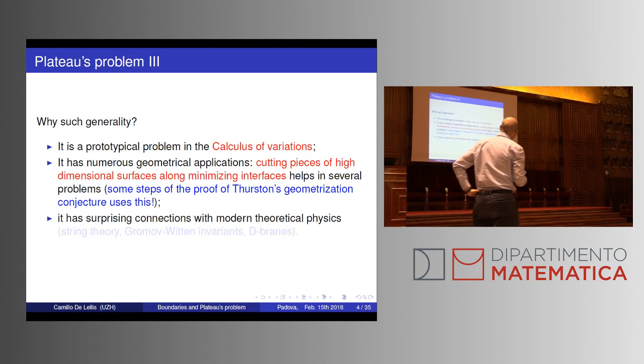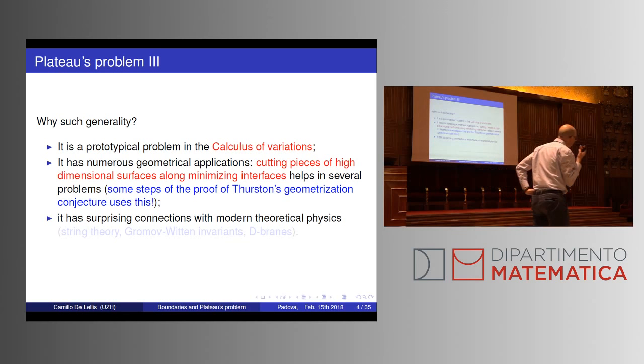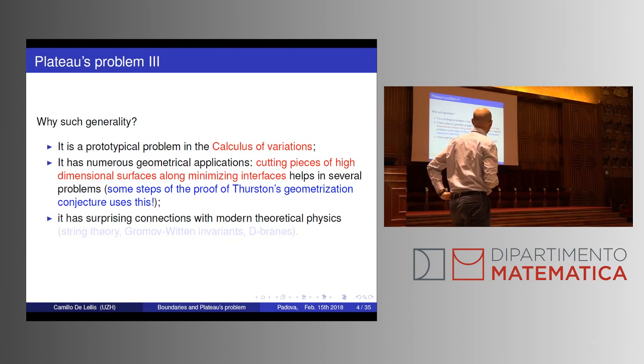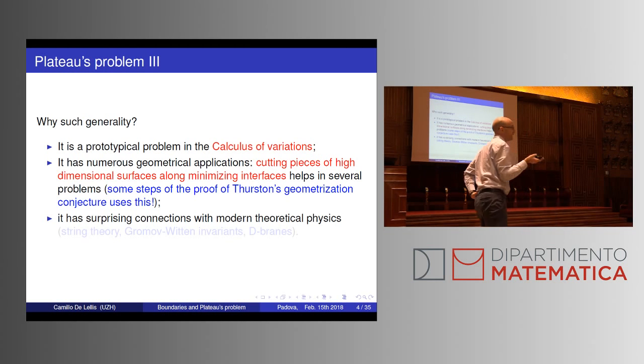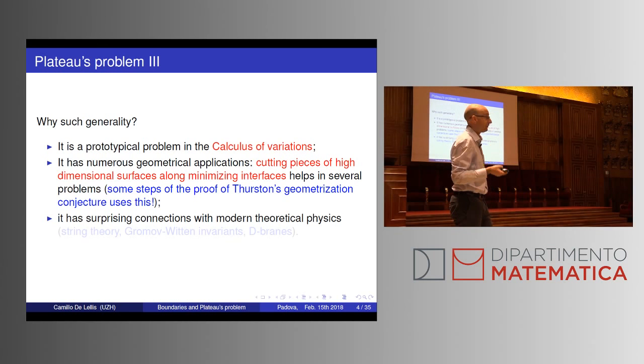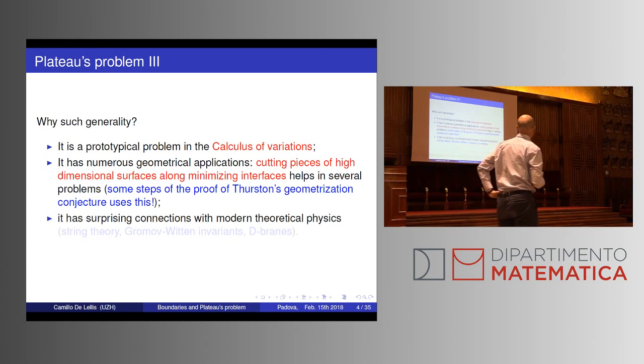Another thing, actually, the fancy high-dimensional version has very surprising connections with modern theoretical physics. So in string theory, there are things which are called Gromov-Witten invariants. There are things which are called D-branes. And actually, Gromov-Witten invariants, for instance, count a certain type of area-minimizing surfaces in certain manifolds, and D-branes are actually area-minimizing surfaces. And they are in very high dimension and codimension.